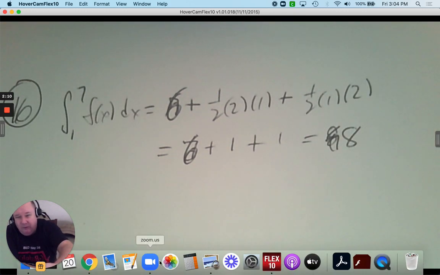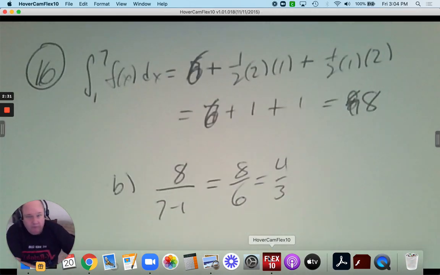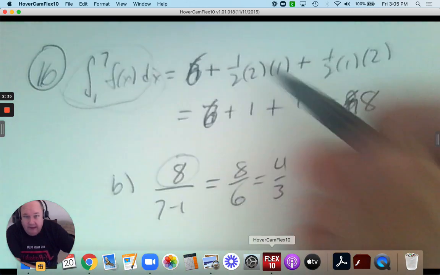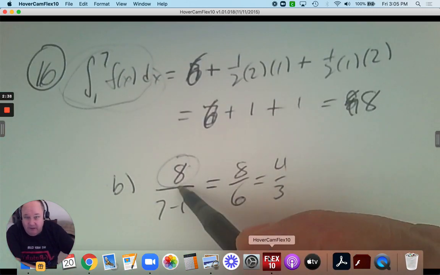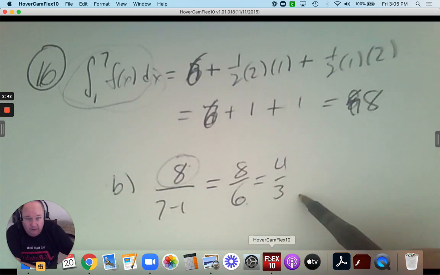All right, next part of the question. What's the average value then of the function? Well, the average value from 1 to 7, you have to integrate. Well, I just did. So the numerator is 8. And then you divide by the difference of the bounds. So if I do that, I already have the numerator because this is the numerator. And that answer is 8. And then I divide by the difference of the limits, which is 6. So then I get 4/3.